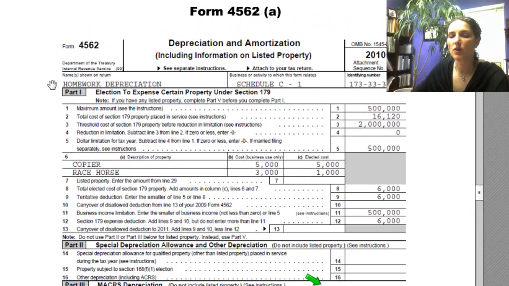Now we're on page 1 of the Form 4562. You can see we entered Schedule C1 to identify the business activity. We enter the automatic limit that applies to most businesses, which is the maximum deduction allowed for any business, $500,000. We then enter the total cost of Section 179 property placed in service during the year.